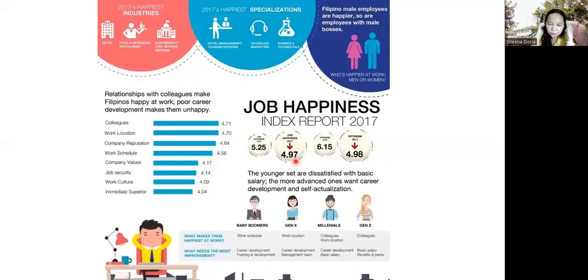Okay. So, in terms of job happiness report in 2017, sa Filipino male employees are happier, so are employees with male bosses. Oh, that's a very interesting finding, no? Ayan. So, happiest specialization: hotel management, tourism services, telesales or marketing, science and technology. Happiest industries: hotel, food and beverage, and government or civil service defense. Oh, kasi stable naman talaga sa government. Yun nga lang. Ang dami rin naman talagang politika, ganyan.